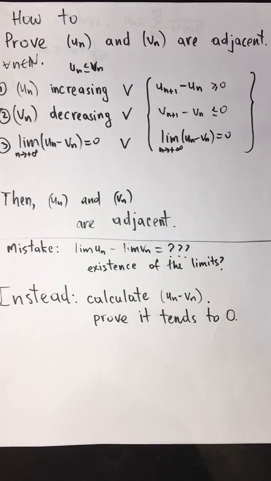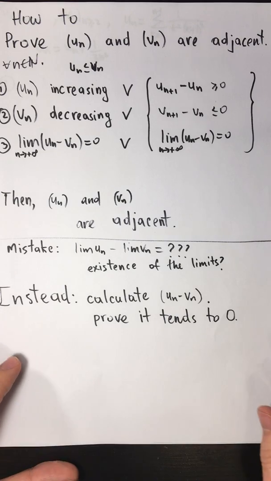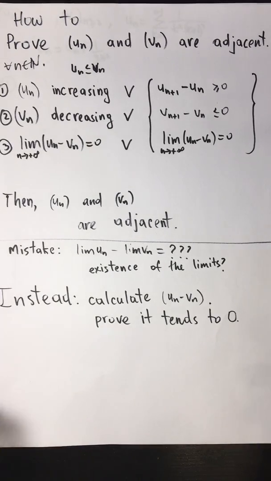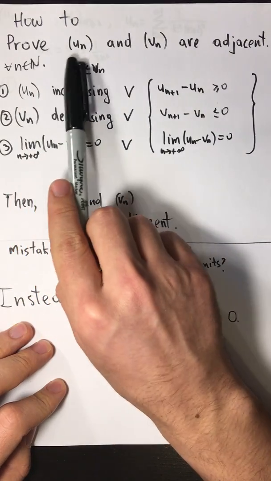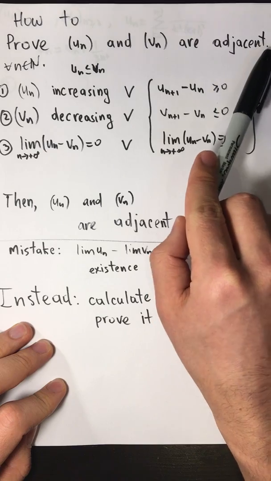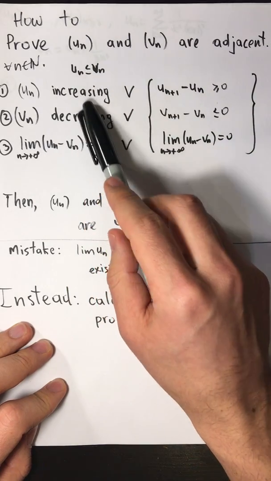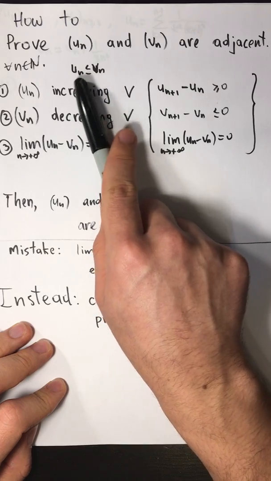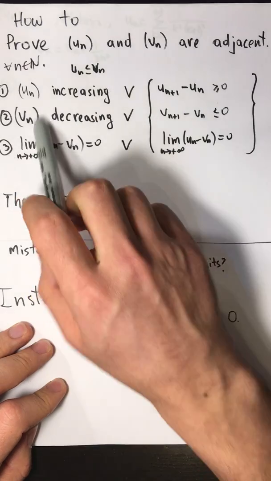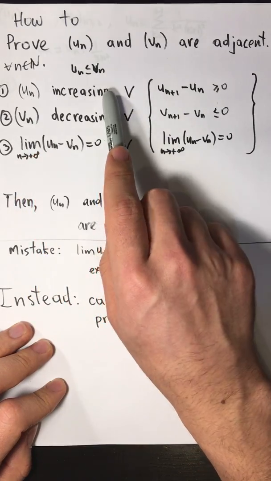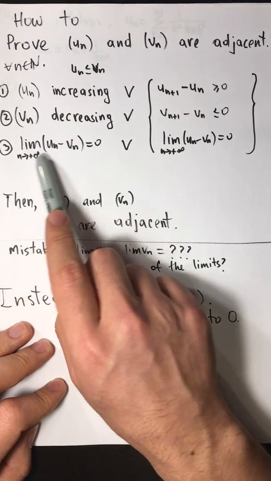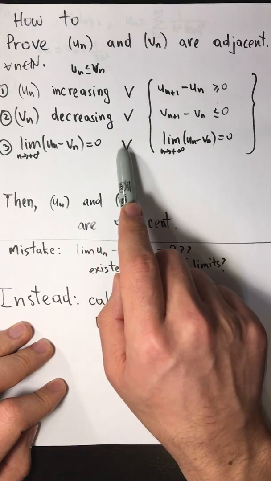Before we dive into solving the problem, I want to teach you this thing. If you want to prove Un and Vn are adjacent, you need to prove three things. The first one, imagine for all n, Un is less than Vn, let's say, and you need to prove that Un is increasing, and second step, Vn is decreasing. Third step, limit of Un minus Vn is equal to 0.